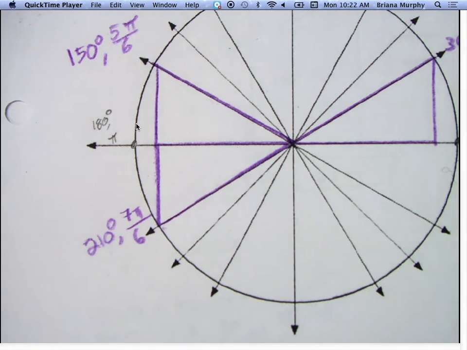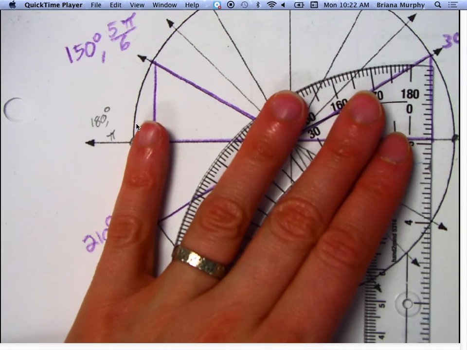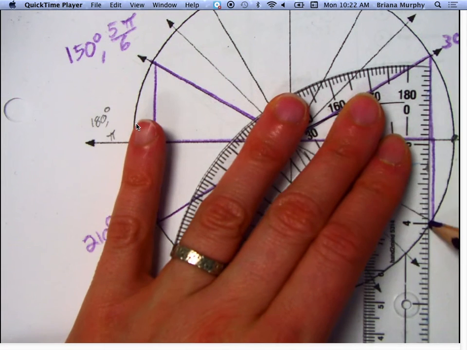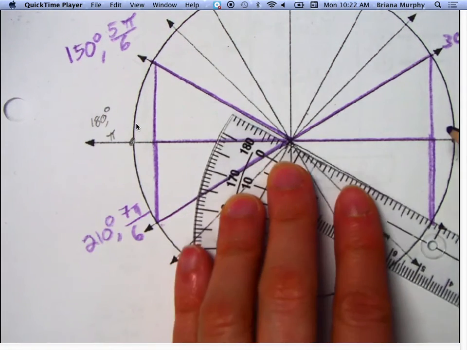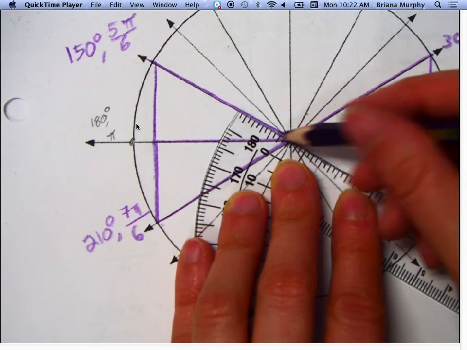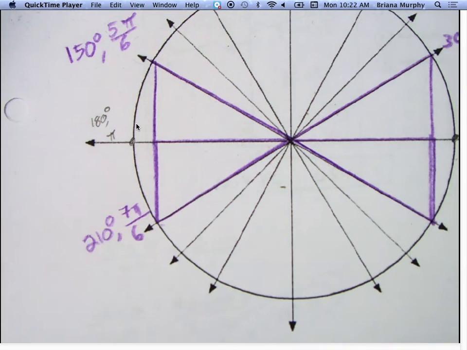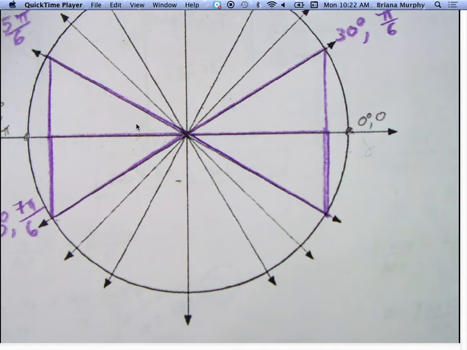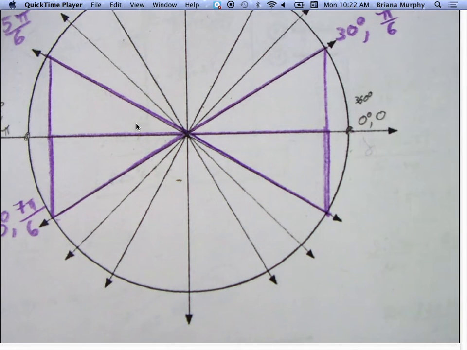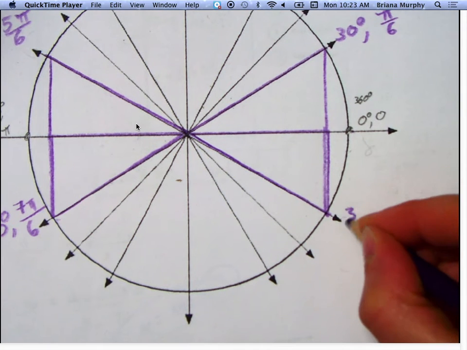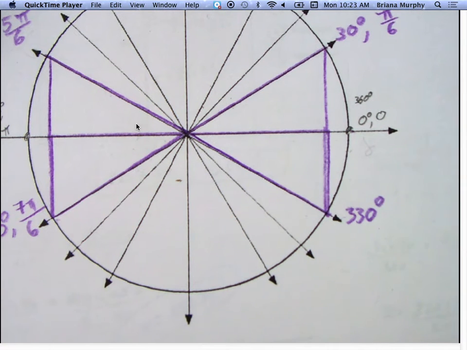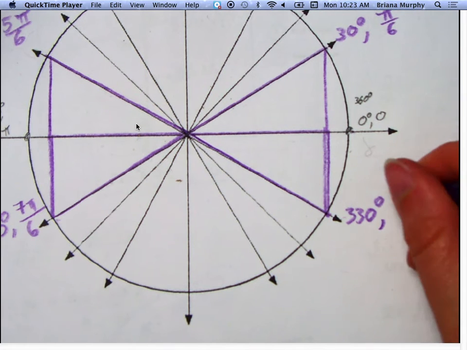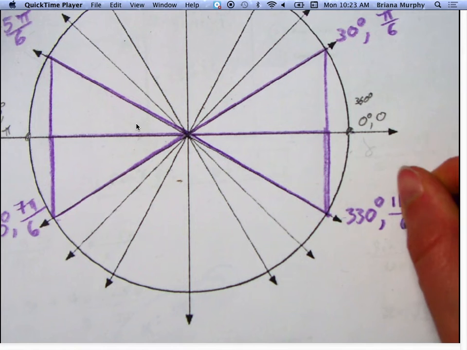Okay, and then we've got this last one right here. Okay, I like to think of this as 360, right? Because this is also 360 degrees. 360 minus 30 gives me how much right here? 330. And 330 divided by 180 gives us 11 pi over 6.